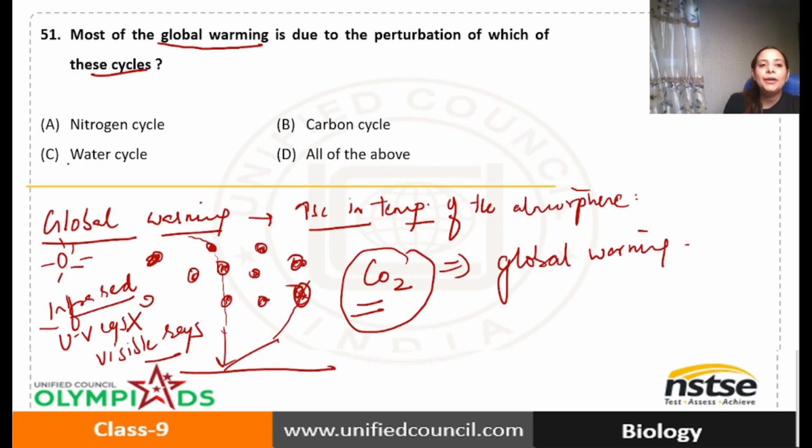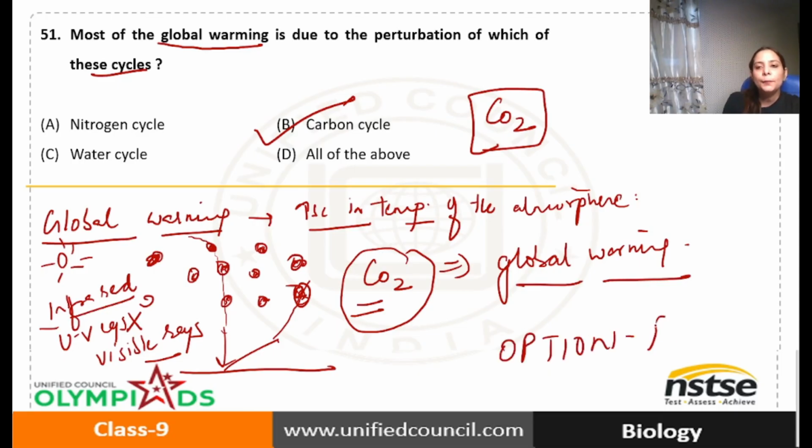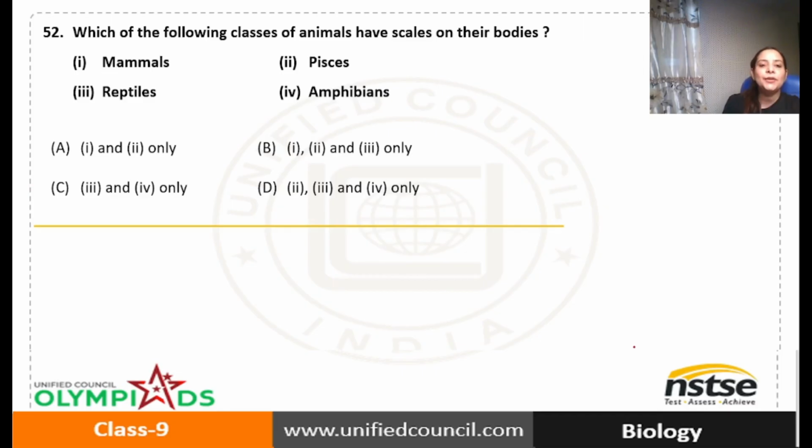So out of these three, the carbon cycle is the one which can be a cause of global warming, because we know that carbon occurs in the atmosphere in the form of carbon dioxide. If the carbon dioxide is not properly regulated, then more carbon dioxide will accumulate in the atmosphere, and it's a greenhouse gas causing global warming. So which option is correct here? Option B.